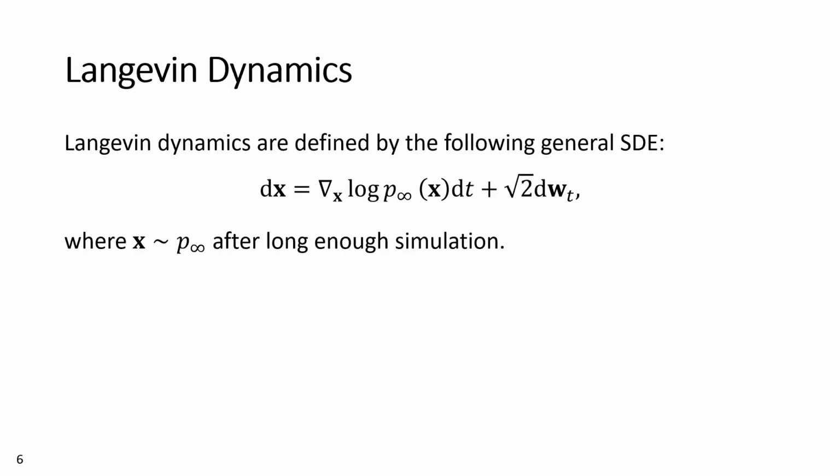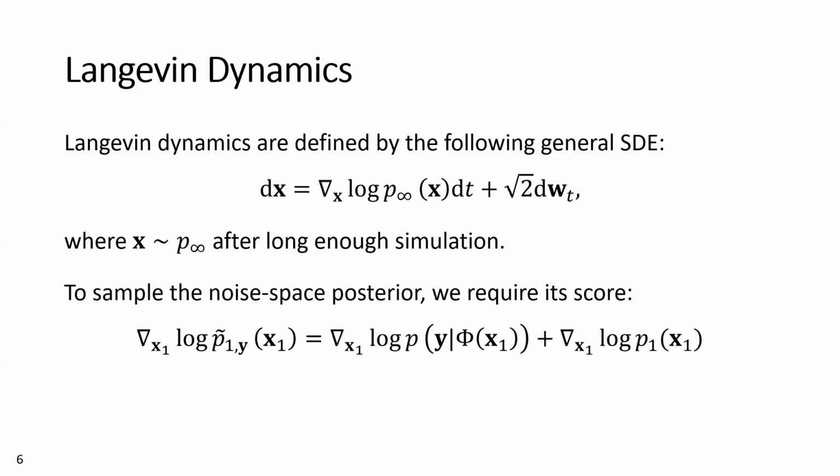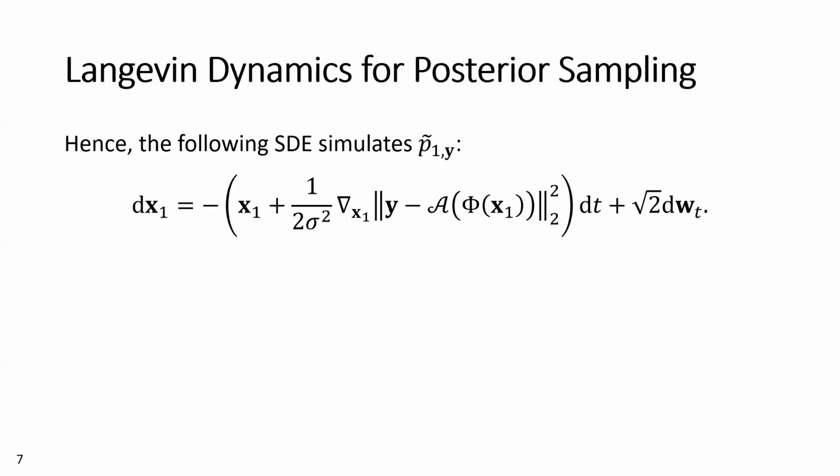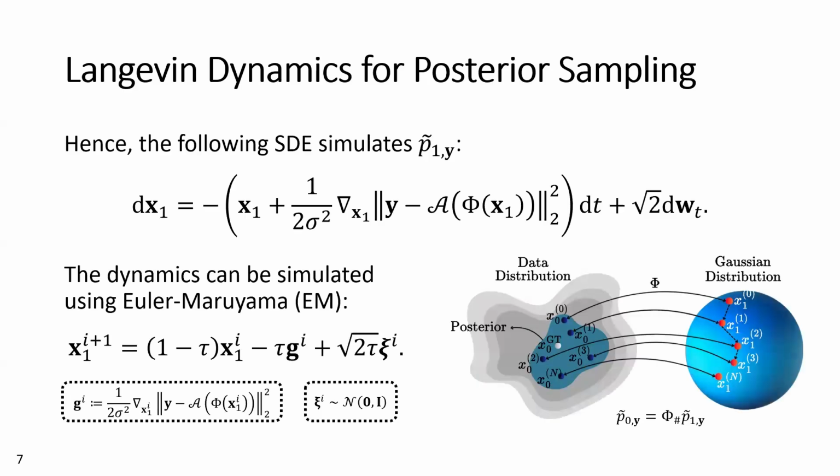And this can be accomplished using Langevin dynamics in the noise space, where Langevin dynamics simulates this limiting distribution P infinity given long enough simulation time. And so in order to sample from the noise space posterior, we can plug in the noise space posterior score, which has two terms. The first of which can be computed using automatic differentiation through the generative model mapping, and the second term is a simple Gaussian score. And finally, we can simulate from this SDE to obtain noise space samples, which can be accomplished using Euler-Maruyama discretization of the SDE. And again, the noise space posterior sampling corresponds one-to-one with a data distribution posterior sampling via the mapping of our generative model.